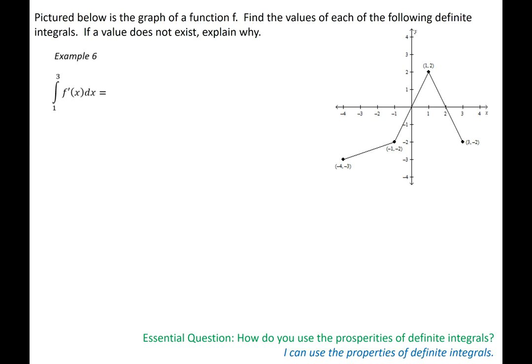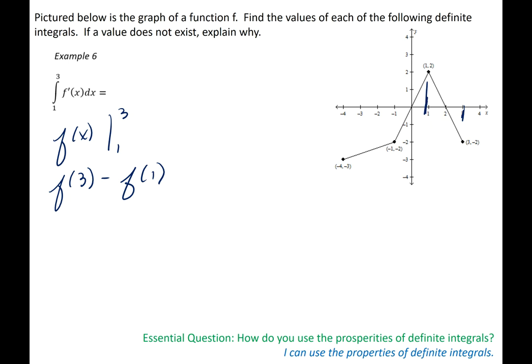All right, let's look at this one. We're going to integrate f prime again. So when we integrate f prime, we get back to f. And the fundamental theorem says I'm going to plug in the 3 first. So f of 3 minus f of 1. And so we're going to read those values off the graph. I should have really checked to make sure that that works. From 1 to 3 should be fine.